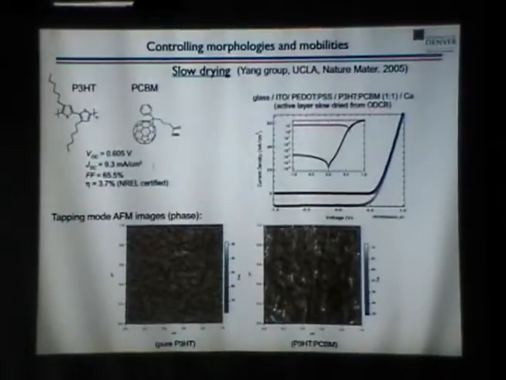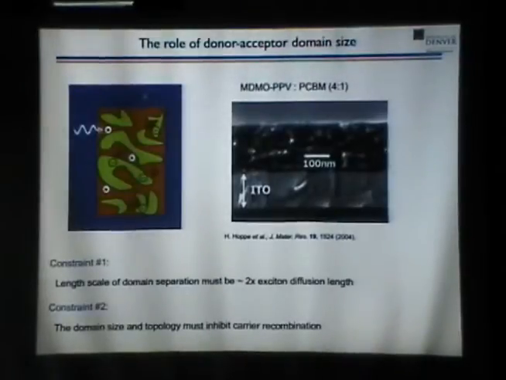Okay, and I mentioned before about the slow drying process where we use a high boiling point solvent and put a petri dish over it. That was developed at UCLA at the Yang group. And this makes a quite fine spaghetti of donors and acceptors. On the surface here you can see in the AFM, and sorry, here are the donors and acceptors. So this is another technique for controlling morphology. But since I described it, I'll go on.